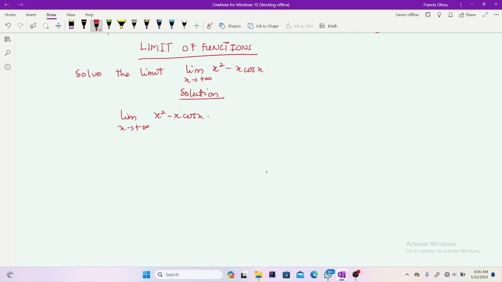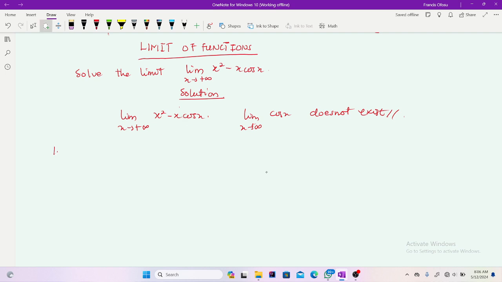You know that the limit as x approaches positive infinity of cos x does not exist. So how can we find the whole limit if some part of the limit doesn't exist? For that reason, we cannot solve this directly. In order for us to solve this problem, we need to introduce a nice theorem.